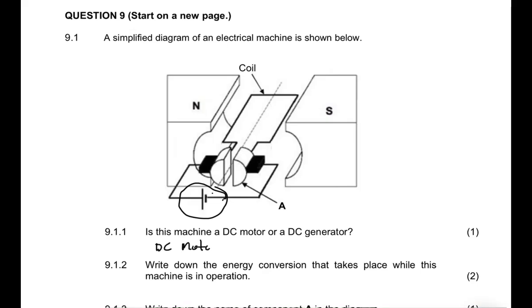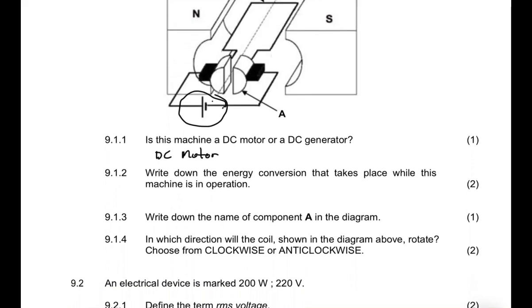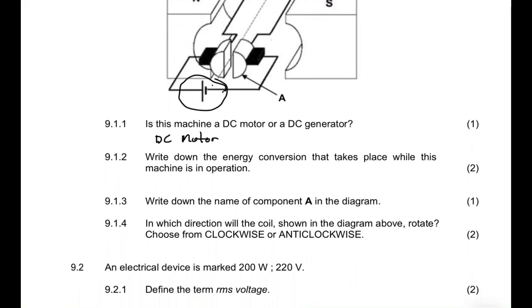For the last time, why are we saying it's a DC motor? We're saying that it's a DC motor because we have electrical energy. We have a power source here, and then we're converting that energy to mechanical energy. 9.1.2 says, write down the energy conversion that takes place while this machine is in operation. We just talked about it. Electrical energy to mechanical energy. So 9.1.2, we have electrical energy to mechanical energy.